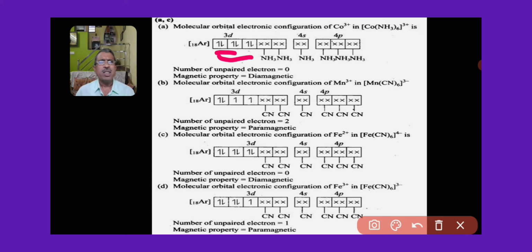Manganese has the atomic number 25, so 3d5 4s2, and here it is in +3 state, hence the electronic configuration becomes 3d4. And cyanide is a strong field ligand, electrons get paired up and we get 2 unpaired electrons. So hence the magnetic moment corresponds to the 2 unpaired electrons.